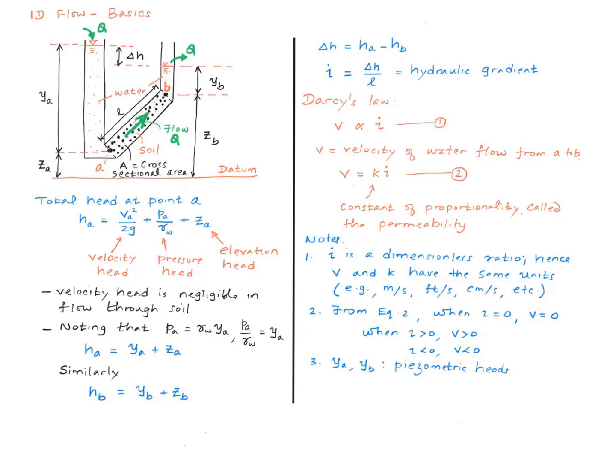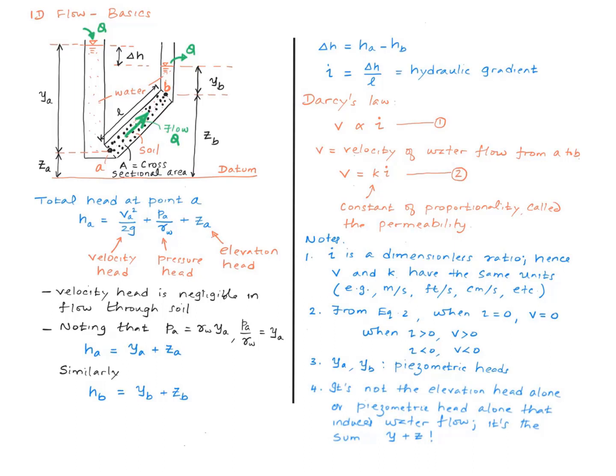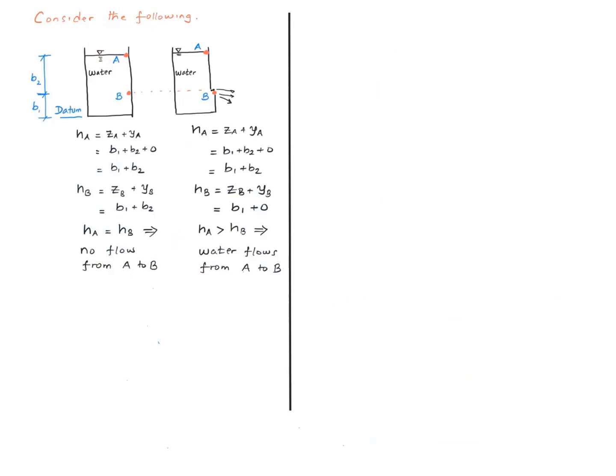Finally, I also want to point out that it's not the elevation head alone or the piezometric head alone that induces water flow. It's a combination. It's a sum. There has to be a difference in the sum. Let me take a simple example. I have a tank full of water here, right? I'm going to take 2 points, point A and point B, and prove using Darcy's law that there's not going to be any water flow from point A to B, which is a result we know. Water is not flowing from A to B, right?